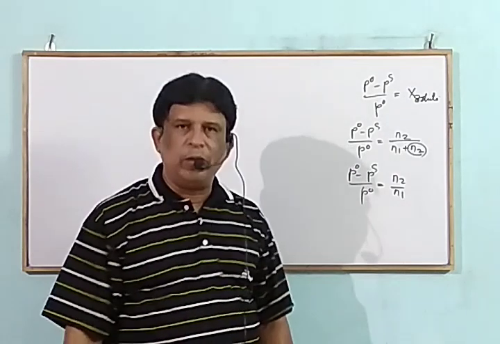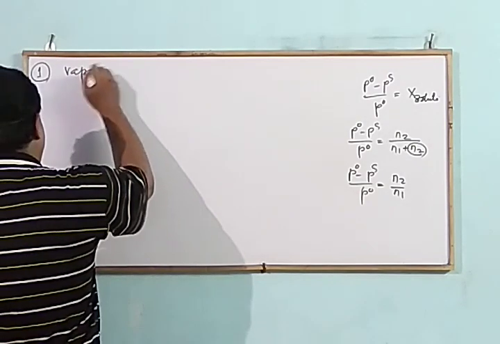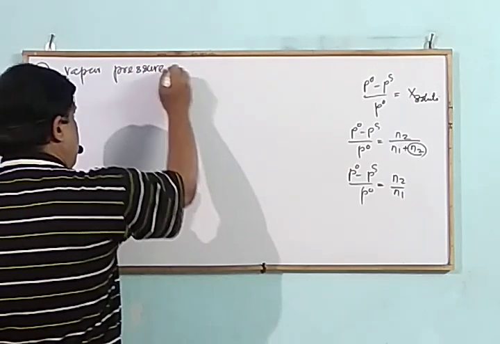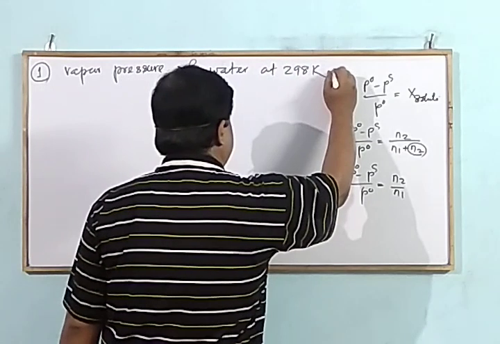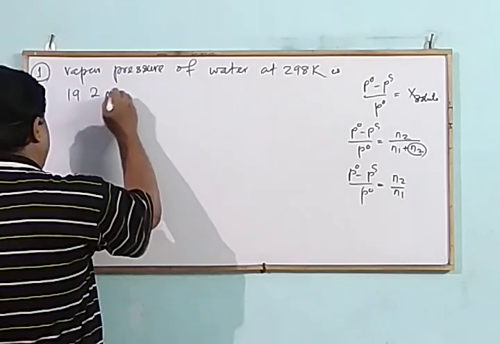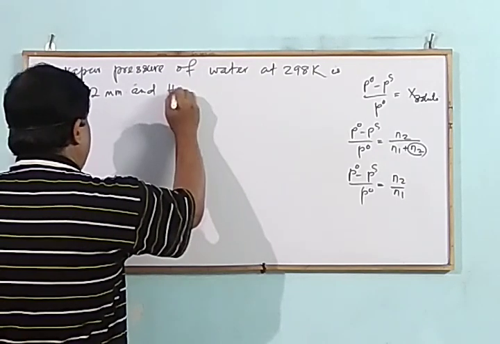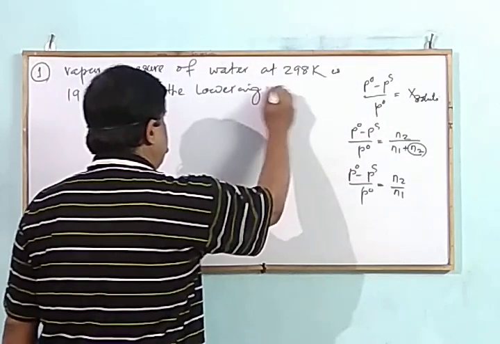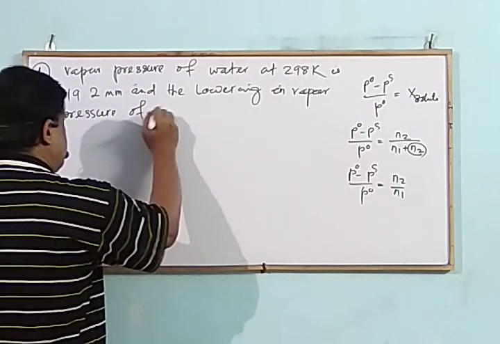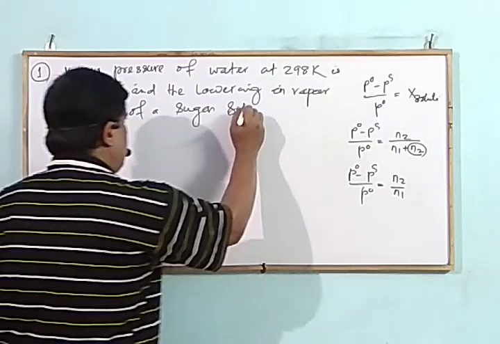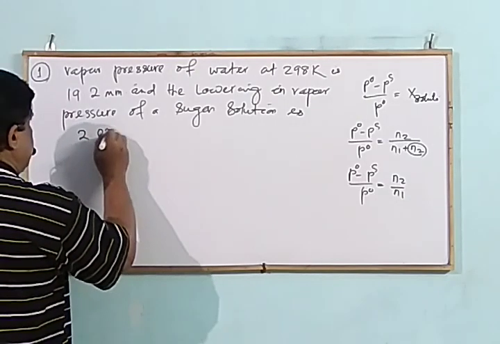So let us apply this concept to solving one problem. One problem: the vapor pressure of water at 298 Kelvin is 19.2 mm, and the lowering in vapor pressure of a sugar solution is 2.03 mm.